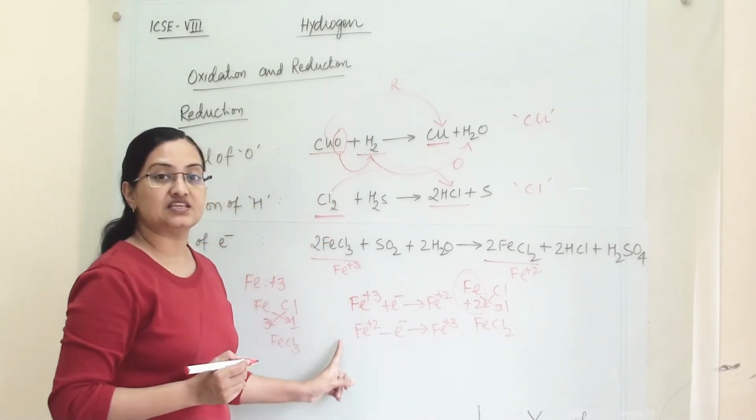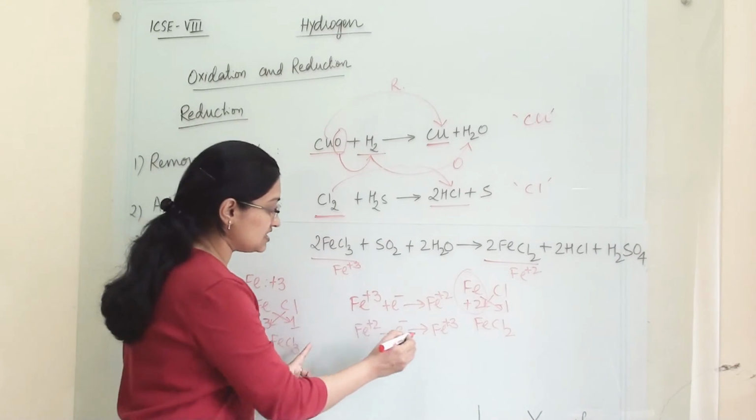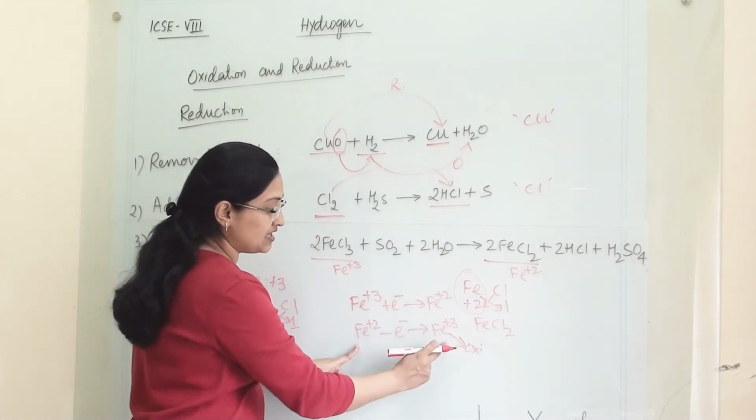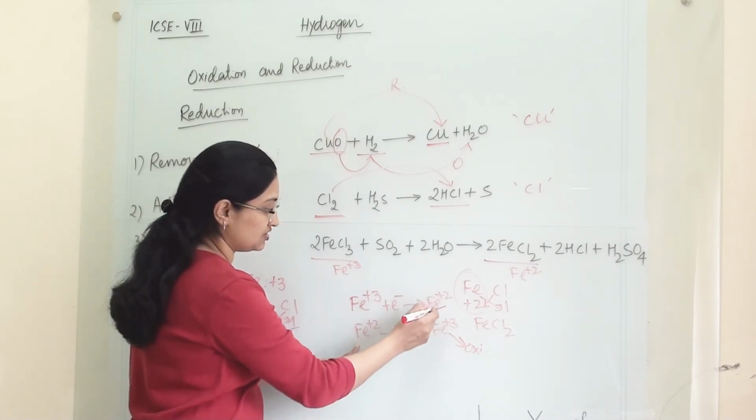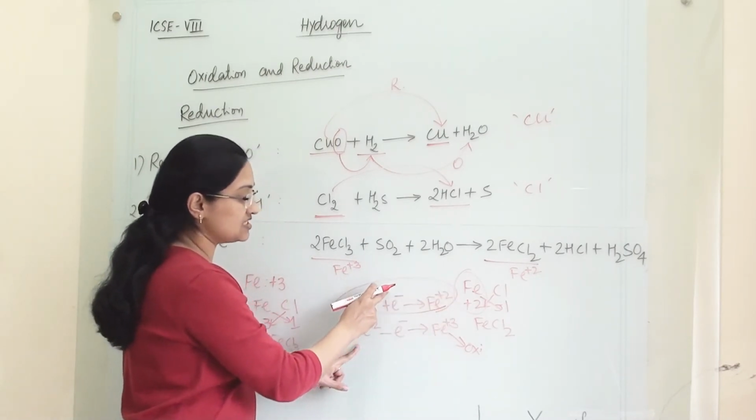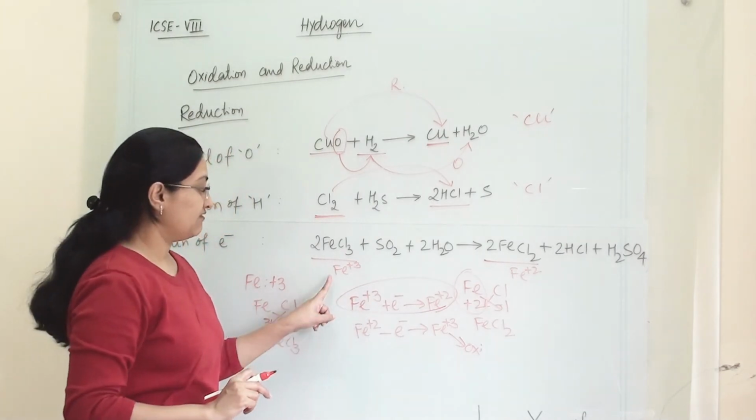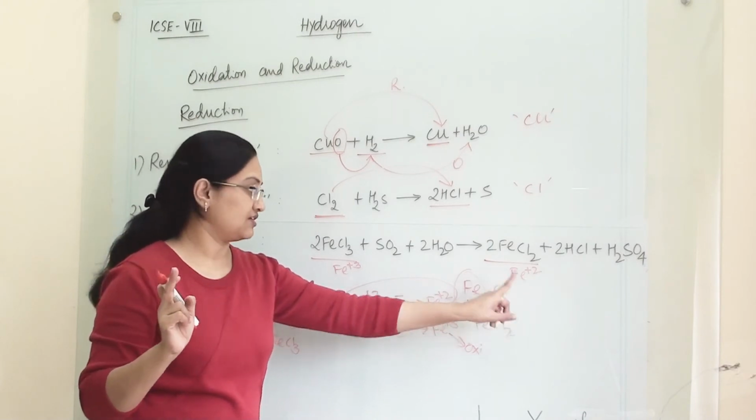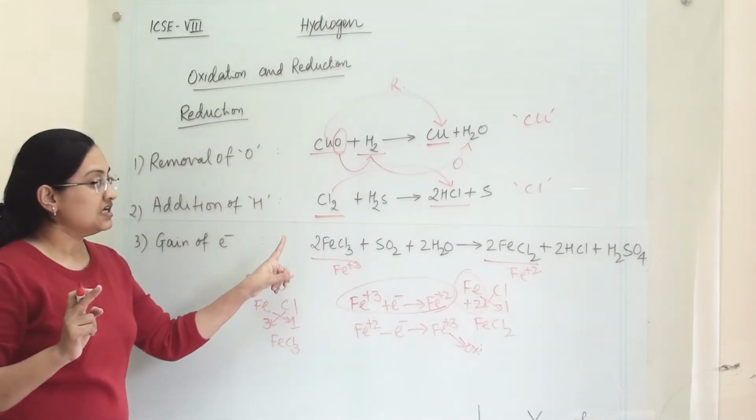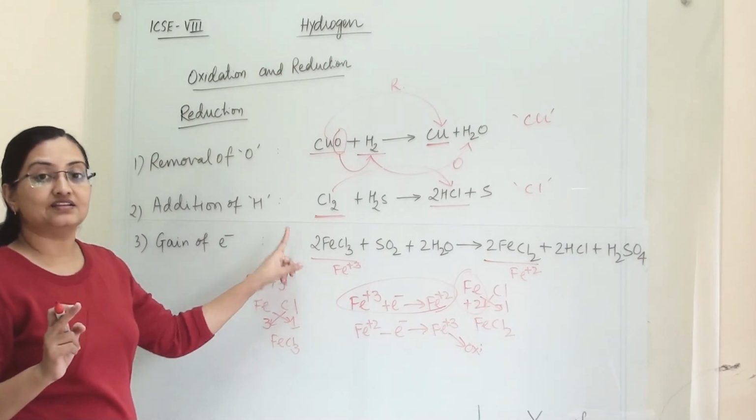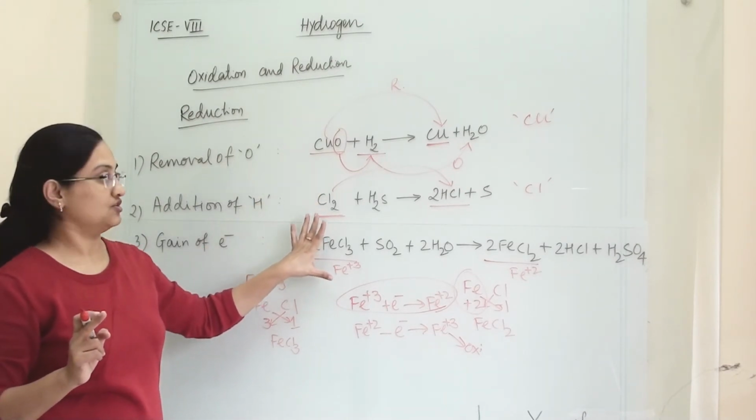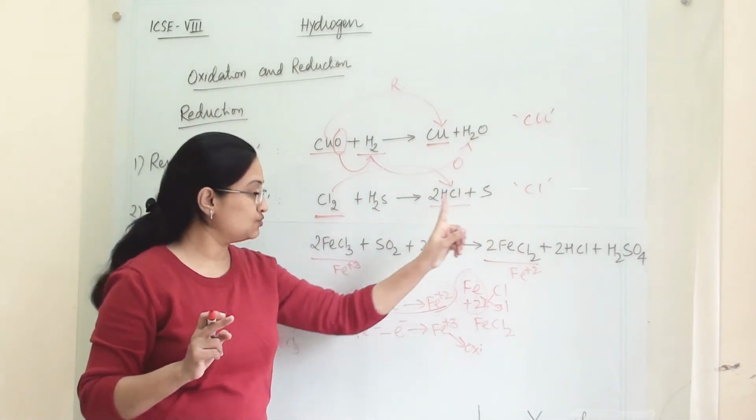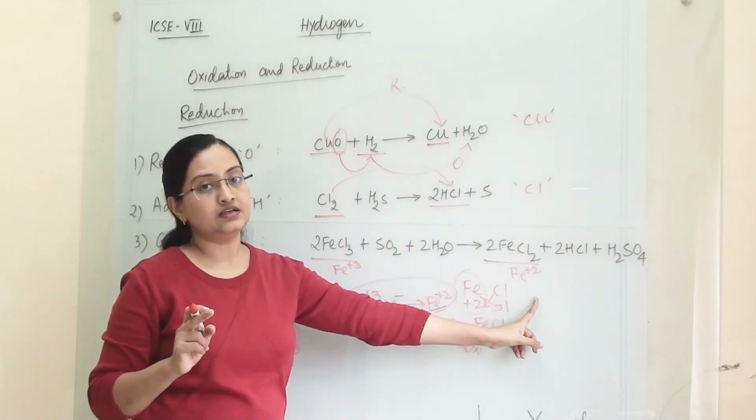This point is important to understand. So this is termed as oxidation. When it is becoming +1 more, then it is oxidation. Here we are talking about this. So this is a reduction reaction. When the plus charge is reduced, then it is a reduction reaction. So all these three reactions show that these are reduction reactions. So here copper is getting reduced, here chlorine is getting reduced, and here iron is getting reduced.